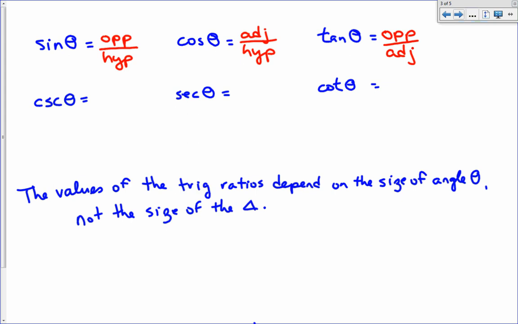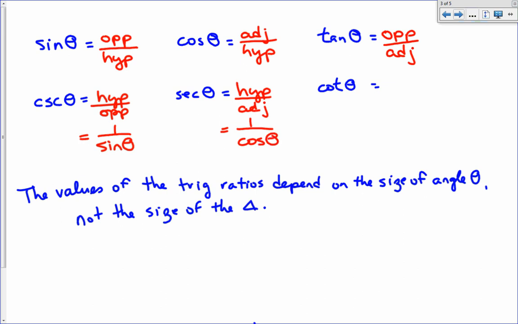And the reciprocal functions, or the secondary functions: cosecant is the reciprocal of sine, so it's the hypotenuse over the opposite, or 1 over the sine of theta. The secant is the reciprocal of cosine, so it's the hypotenuse over the adjacent, or 1 over cosine of theta. And the cotangent of theta is the adjacent divided by the opposite, or 1 over the tangent of theta. So that shows you the reciprocal identities of those three secondary trig ratios.